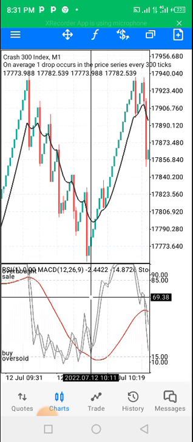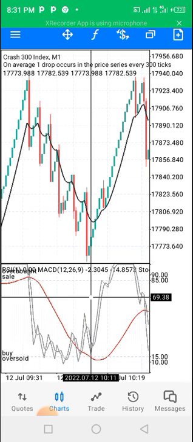Okay, we are on crash. Let me explain it again. We are on crash. We are about to scalp crash. If you're on crash, you buy. If you're on boom, you sell. So you're actually scalping crash, which means you're buying.